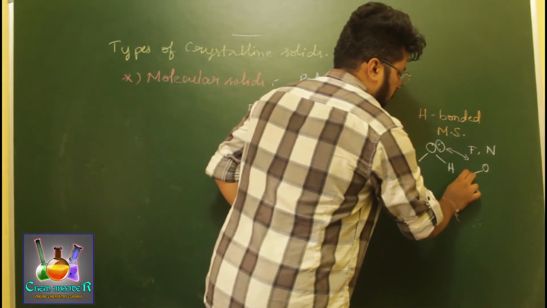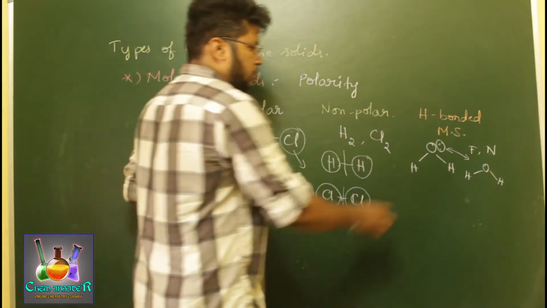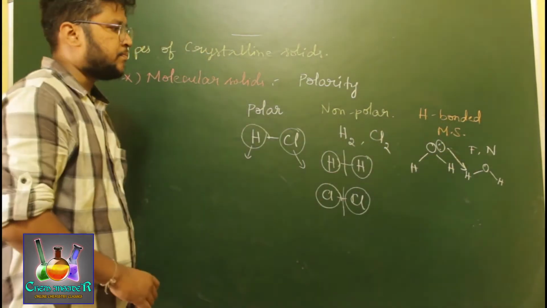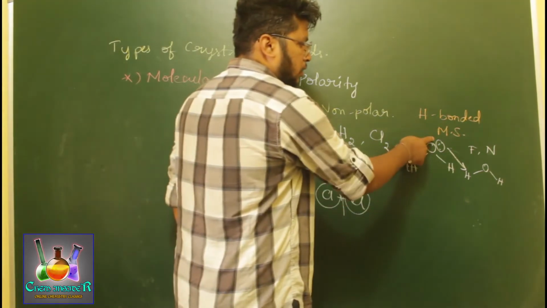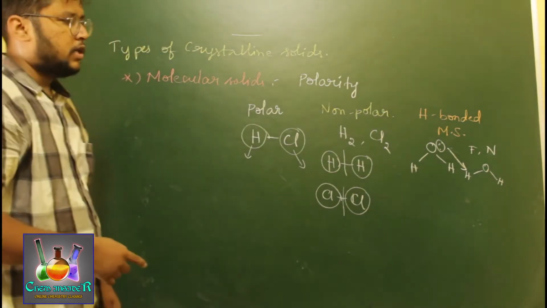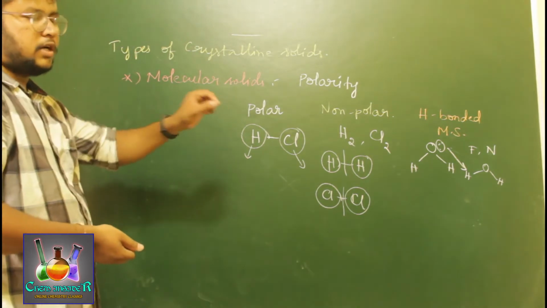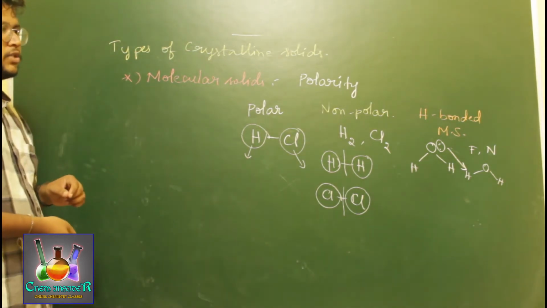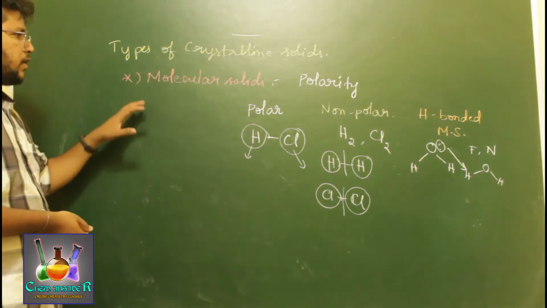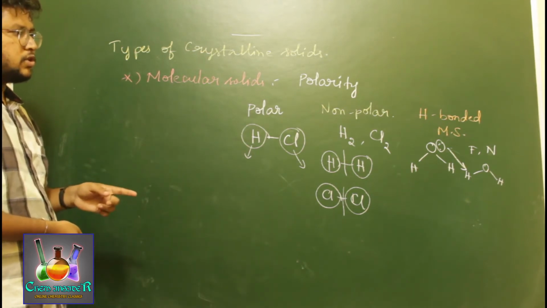If we consider water molecules, the lone pair of electrons of oxygen interacts with the hydrogen of a neighboring water molecule. This type of interaction of the lone pair of electrons of an electronegative atom with the hydrogen of a neighboring molecule is called hydrogen bonding. If a molecular solid has this kind of attraction between its molecules, it is called a hydrogen bonded molecular solid. So now we have three types of molecular solids: polar, non-polar, and hydrogen bonded molecular solids.